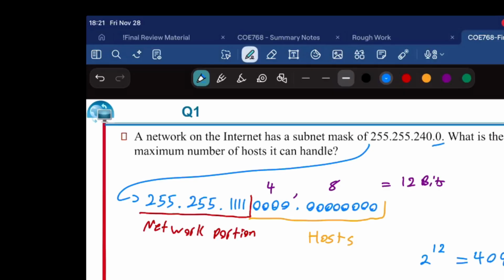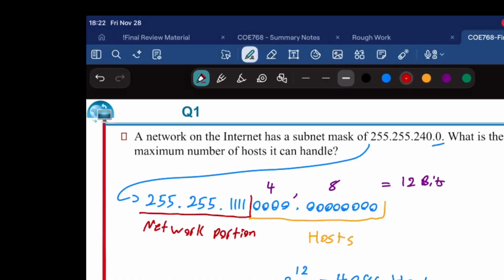You would think that is your answer, but I'm going to correct you there. This is the total number of IP addresses that this network with this subnet mask can handle. But the total number of hosts it can handle is always 2 to the power of n minus 2. So you would do 4096 minus 2. The reason is that one address is assigned for the network ID, and the second one is assigned for the broadcast IP.